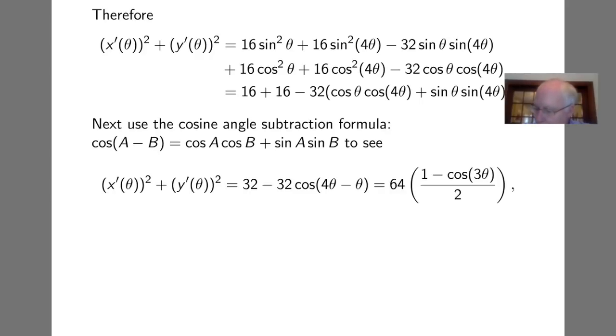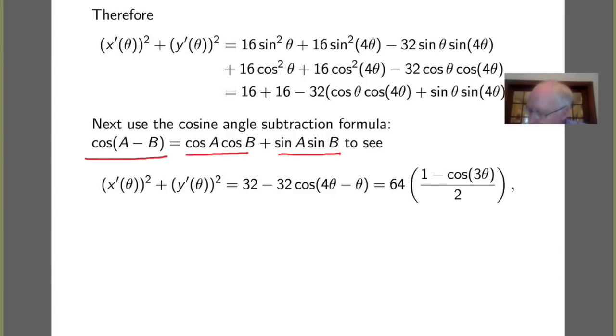So we're going to remember that cosine of any angle A minus angle B is given by cosine A cosine B plus sine A sine B. And we see that same kind of thing up here with the A and B replaced by 4 theta and theta. So we can do a little simplification.